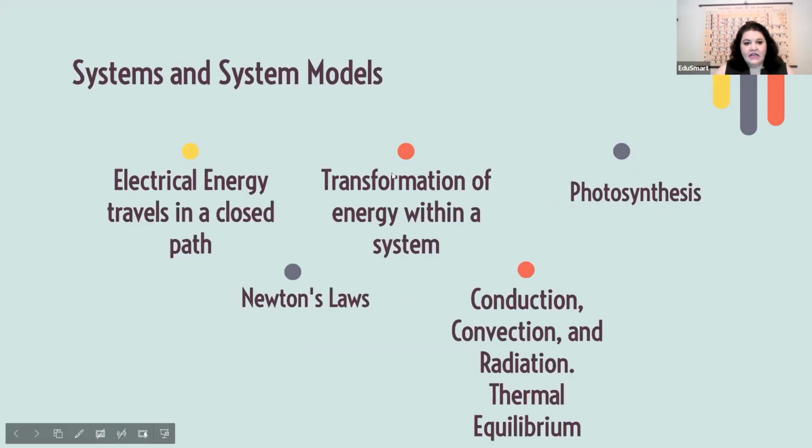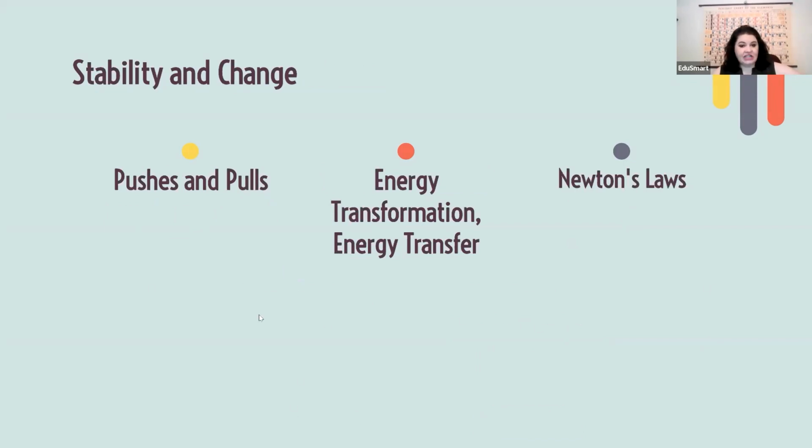And then systems and systems models: electrical energy in a closed path or circuit, that transformation of energy within a system. Photosynthesis is a system, with energy flowing through the system, Newton's laws, and again thermal equilibrium. All of those are systems that you can scaffold on. And then stability and change, that again is transformation. Anytime you're getting transfers or transformation, it is the recurring theme of stability and change.